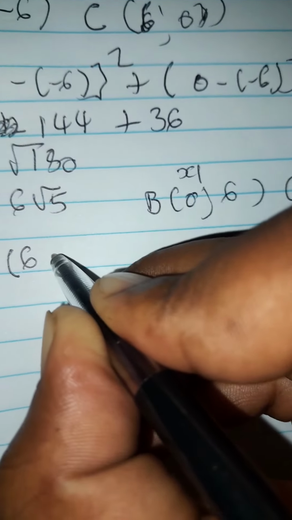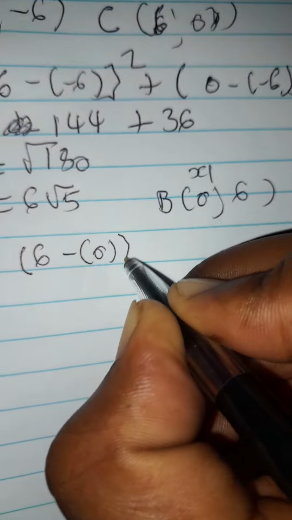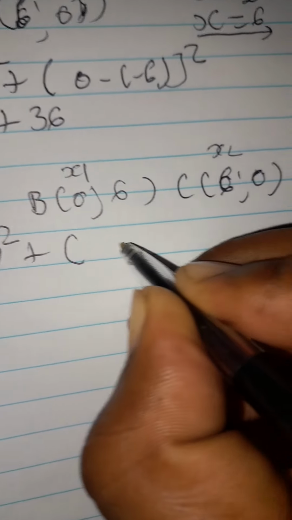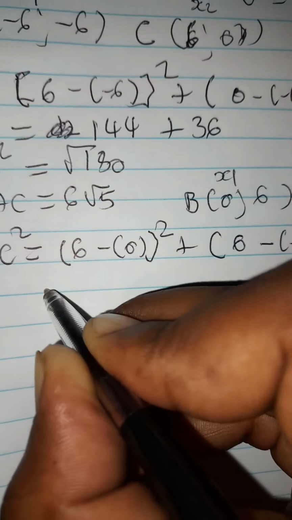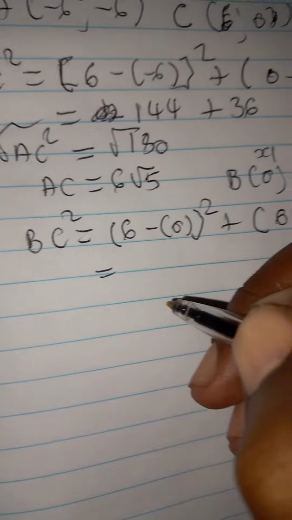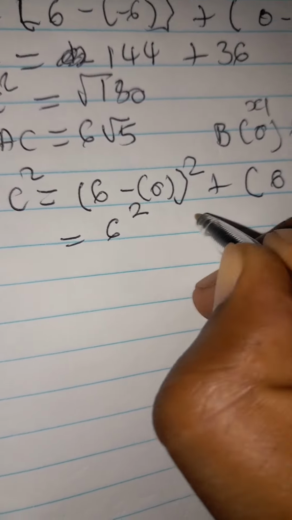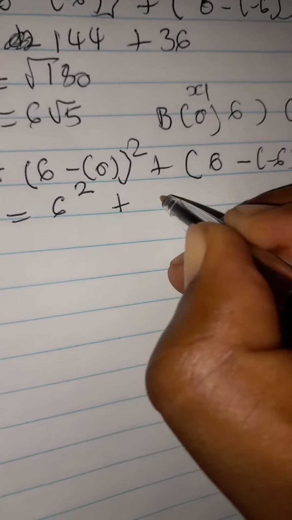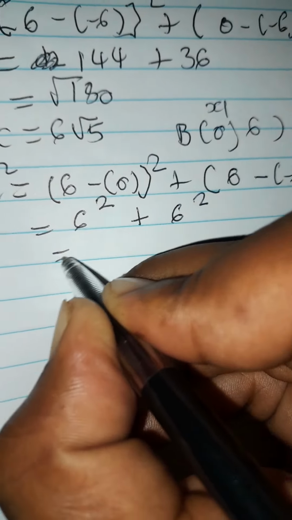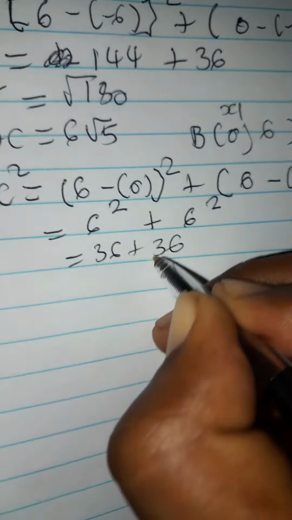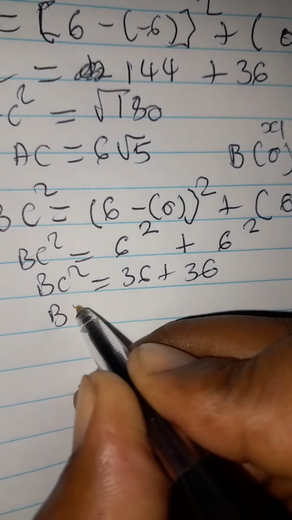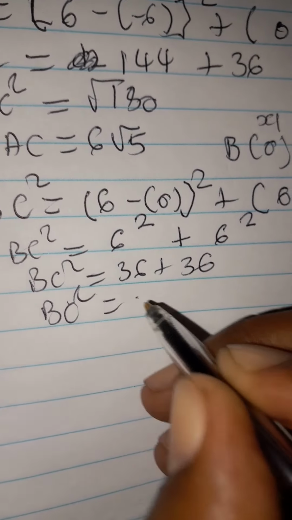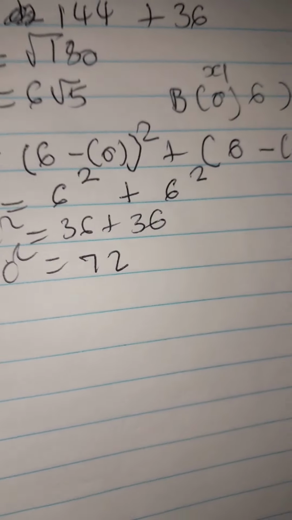So what is that? It's going to be x2, which is 6 subtracted by 0, squared, plus y2, which is 0 subtracted by 6. So what are we getting? 0 minus 6, it's going to be 6 squared. And the other side is also going to be 6 squared, which will give us 36 plus 36. So we have BC squared in this case. BC squared will be 36 plus 36, that will be 72.